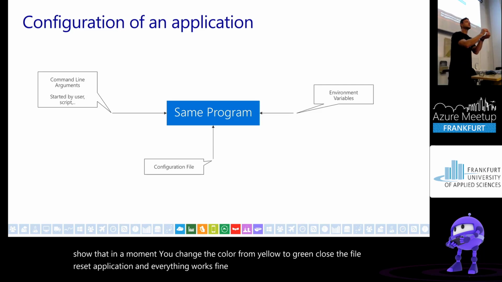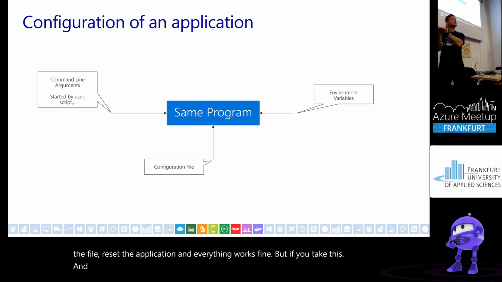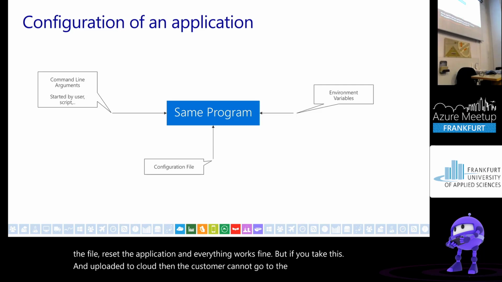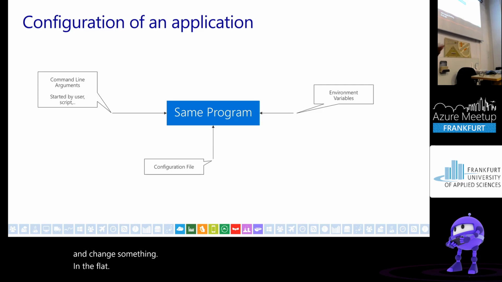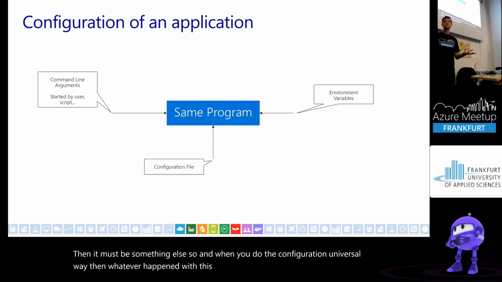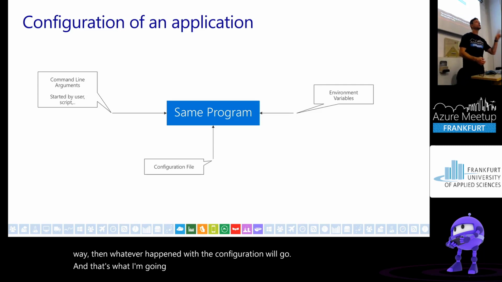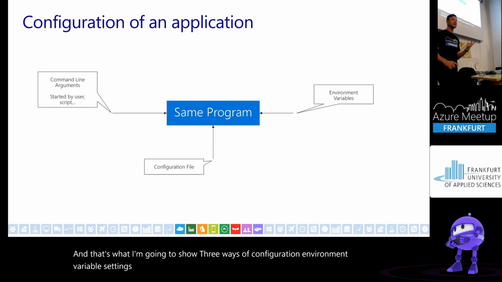But if you take this application and upload it to the cloud, then the customer cannot go to the cloud, take a set on a computer, which exists somewhere, nobody knows where, and change something in a file. Then it must be something else. So when you do the configuration in a universal way, then whatever happens, the configuration will work. And that's what I'm going to show. Three ways of configuration: environment variables, settings file, and command line arguments.